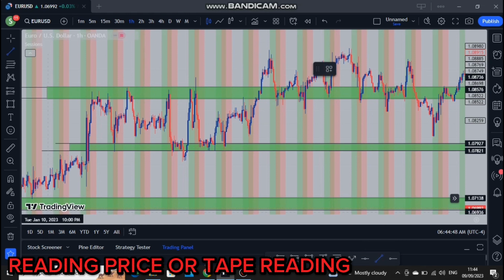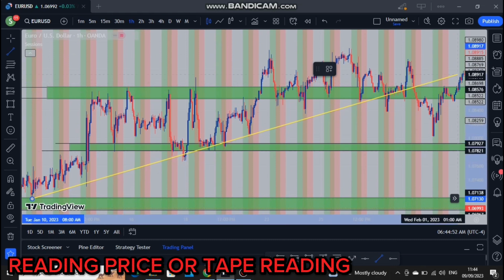So let's plot it out. Let's draw our trend line: first touch, second touch, third touch. You can see multiple touches. Multiple what? Touches.